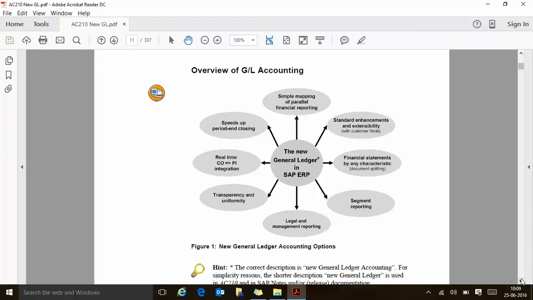Real-time FICO integration. In classic GL, you had to do that manually. Integration reconciliation was not there. It was not real time. At the month end, you had to run the program which actually reconciles your FI and CO. But with new GL, this is all real time.